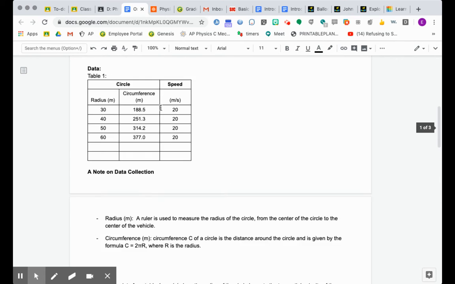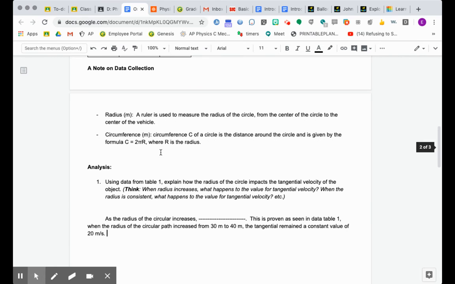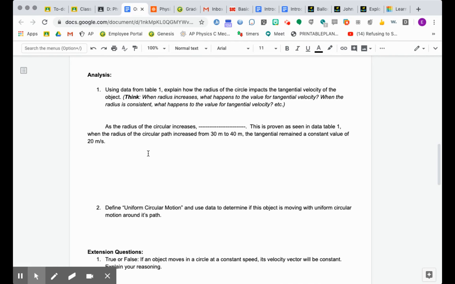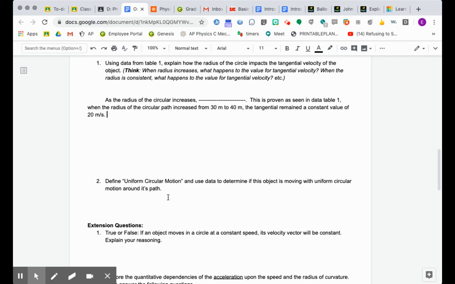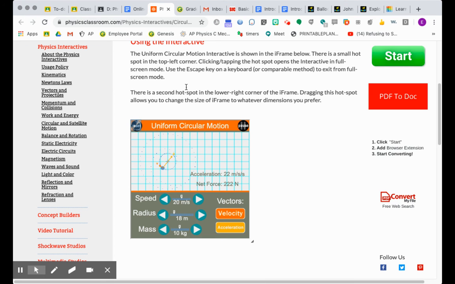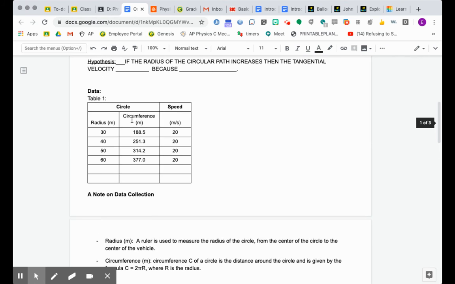Okay, you want to use that data again to explain how you know that this object is moving with uniform circular motion. So based on the definition of what uniform circular motion is, which you should have written down in your notes by now, we've reviewed it several times at this point. Based on what the definition of uniform circular motion is, explain whether this object in the simulation moves with uniform circular motion. How do you know that? Based on the simulation and the data.